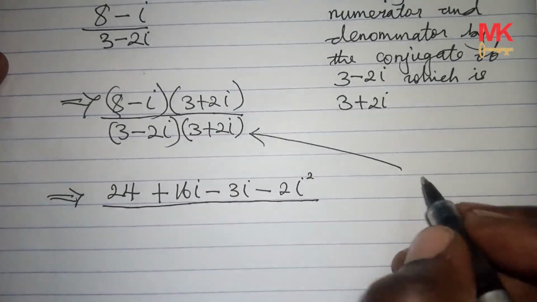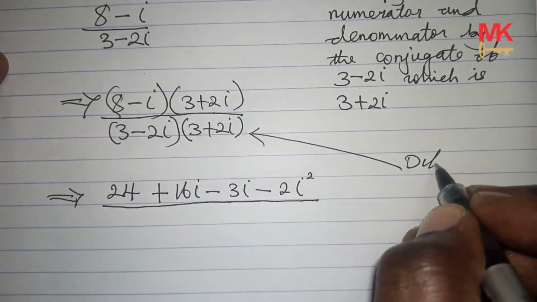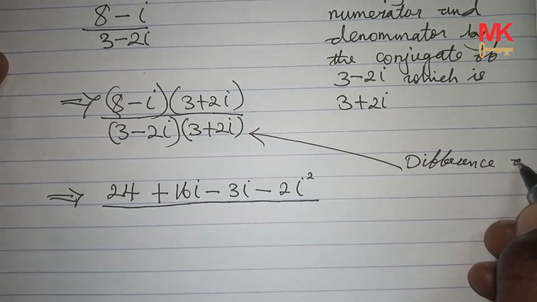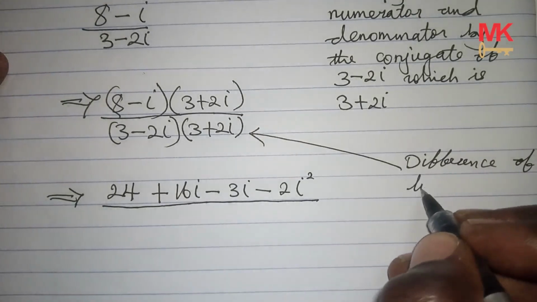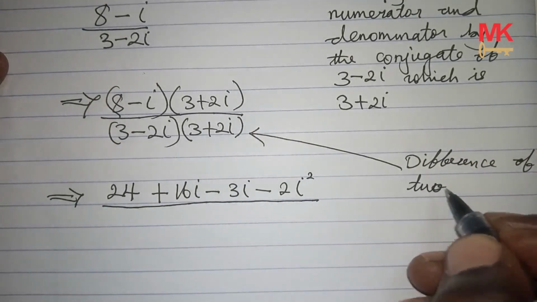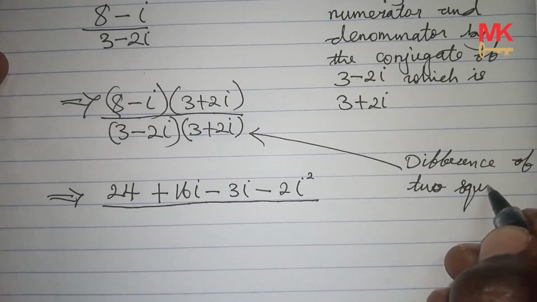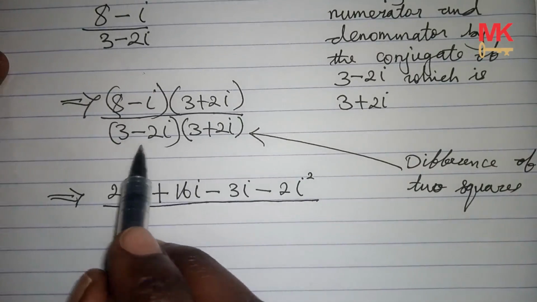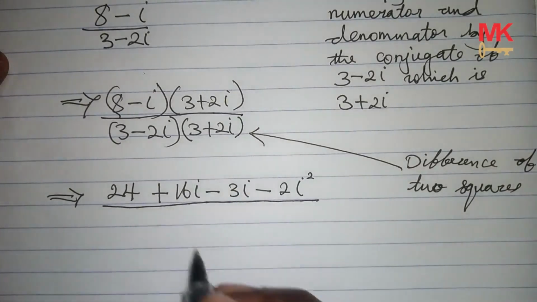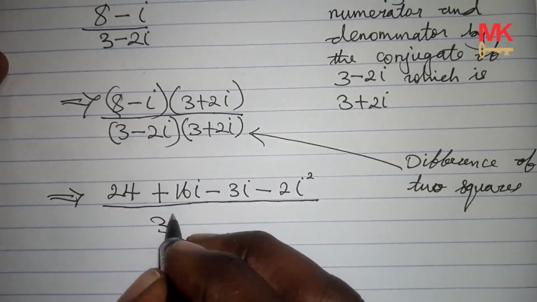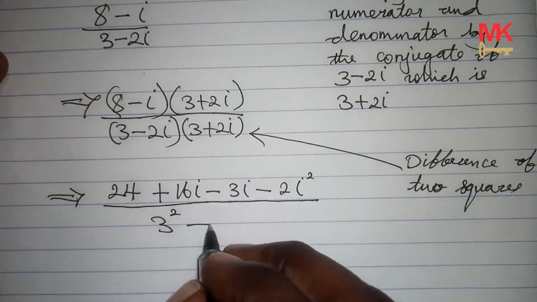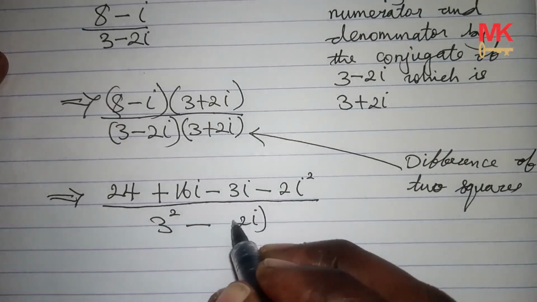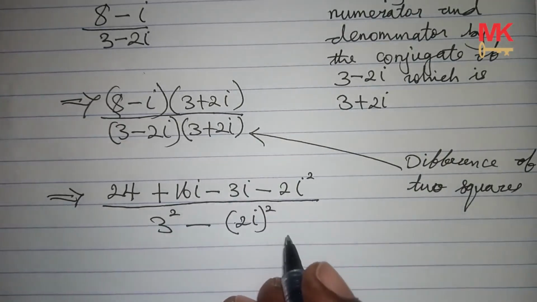This bottom is a difference of two squares. So we're going to apply the law of difference of two squares at the bottom. That implies 3 squared minus (2i) in brackets all squared.